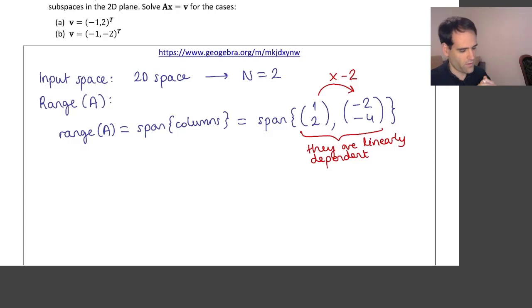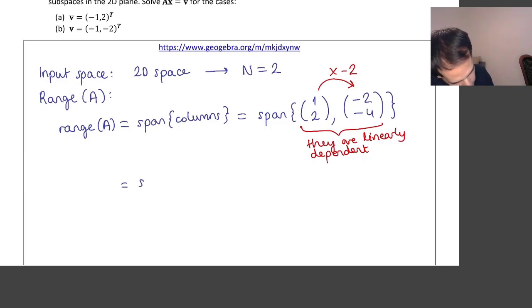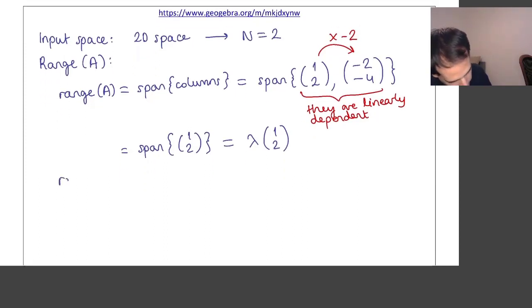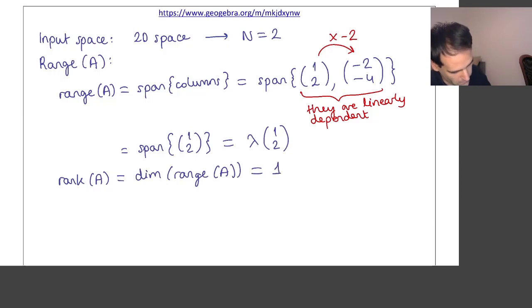Which means that the second vector is redundant in terms of the span. So the range of A is equal to the span of this first vector, (1, 2). And the span of a single vector is very easy to write, is simply lambda times vector (1, 2). So it's the equation of a line. This is the parametric equation of a line. Yeah. So what is the rank of A? The rank of A is the dimension of the range of A. And since the range of A is a line, this is 1. Okay? So that's it for the range.